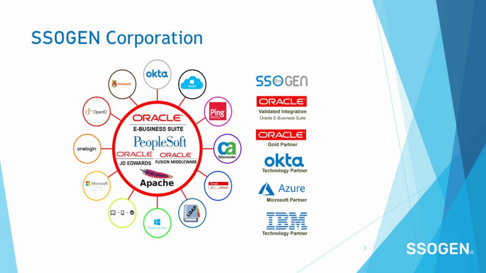Now that the SSO integration is complete, let me quickly go over some frequently asked questions. SSOGEN is a next-gen SSO solution for Oracle EBS, PeopleSoft, JD Edwards, and SAP. And SSOGEN is an Oracle-validated and approved integration. It integrates with more than 300 SSO solutions. It authenticates more than 1,000 applications, both on-premises and cloud. SSOGEN is also a Microsoft, Okta, and IBM technology partner.